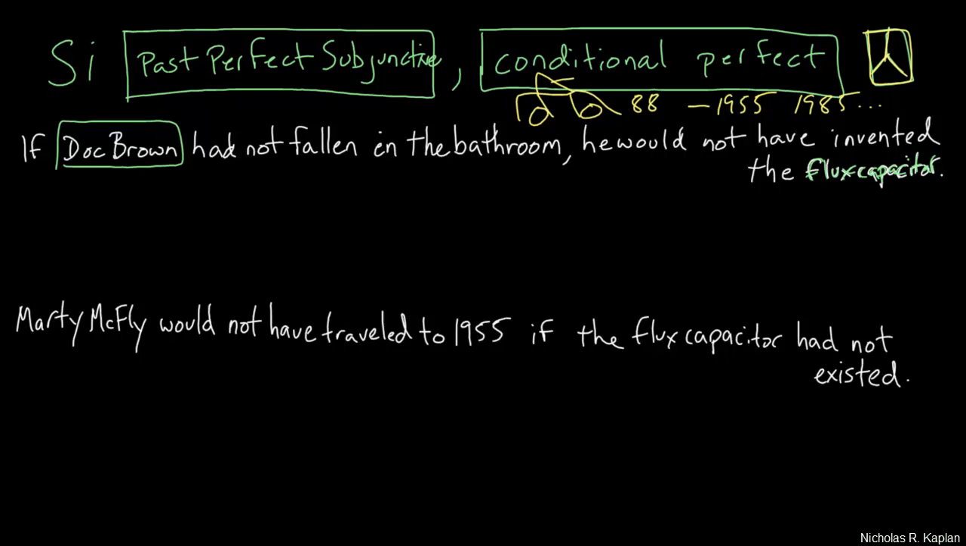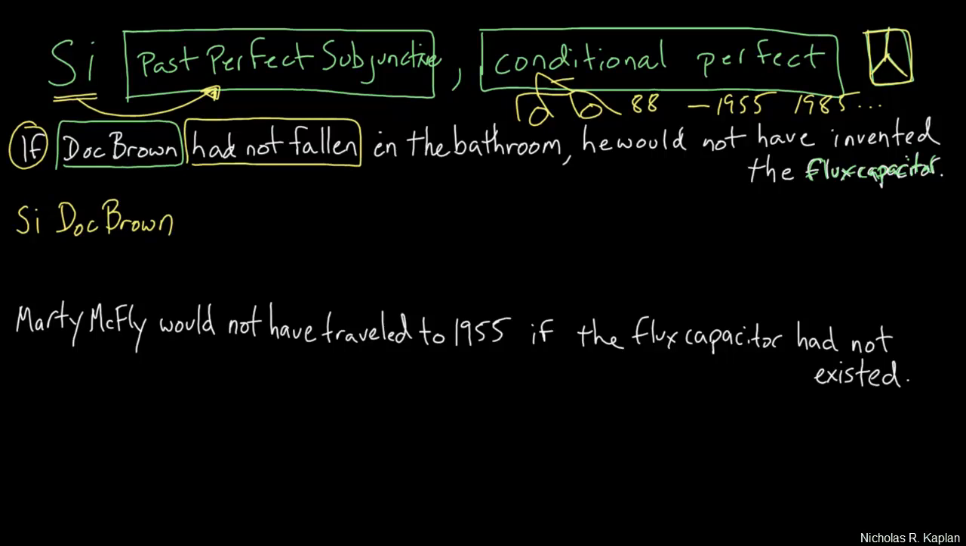Okay, so let's figure out how to write this sentence. We're going to go ahead and start with here. Well, we found our si, so we know that's right here. And always associated with the si is the past perfect subjunctive. So if Doc Brown had not fallen. So what is the infinitive that we would be working with? Well, the infinitive would be caer. So we need to take caer and put it into the past perfect subjunctive. In the bathroom.